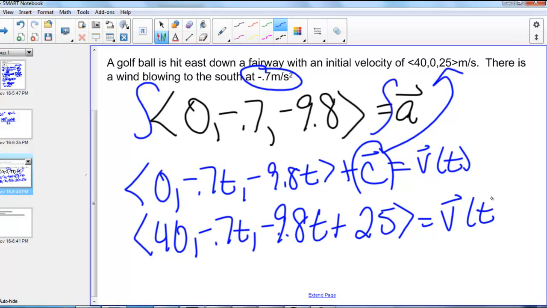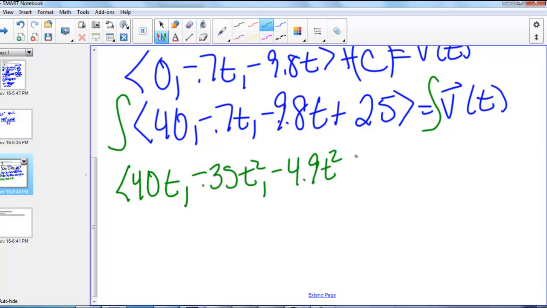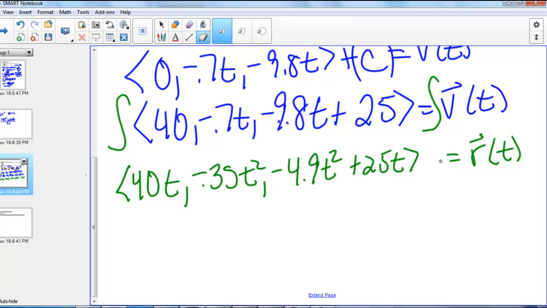To find our position, we need to integrate again. So we get 40t, negative 0.35t squared, negative 4.9t squared plus 25t plus a constant vector equals the position at time t, and we'll find that c equals 0, 0, 0. So that's going to go away. Here's our velocity and our position vectors. So now we're ready to find our time of flight, range, and maximum height.